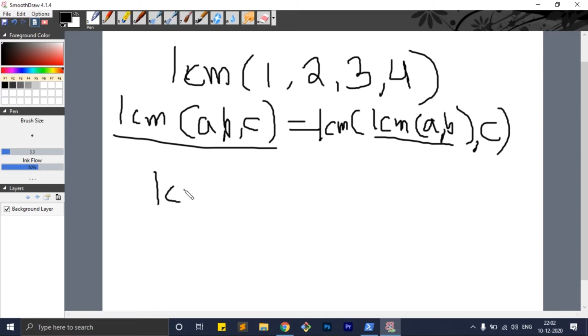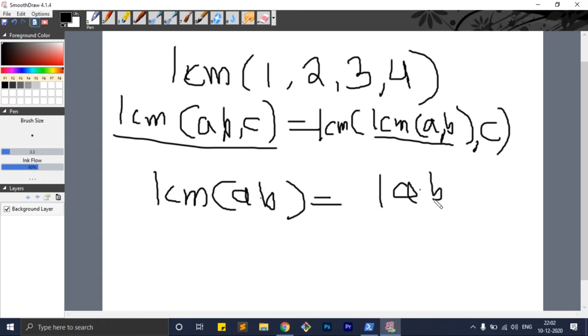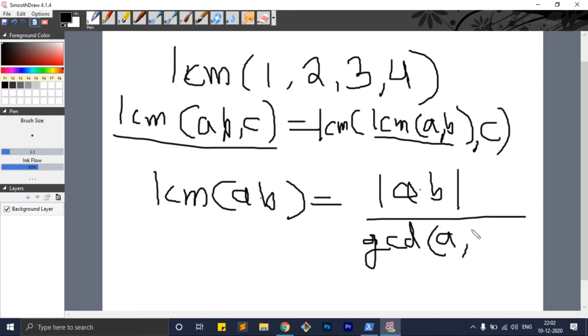The formula is like this: the LCM of two numbers A and B is actually the multiplication of both numbers divided by the GCD of both numbers. So now we don't have to worry about how we are going to calculate LCM. Now our main headache is how we are going to calculate GCD, and that's where we are going to use the Euclidean algorithm. Okay, my fan started making loud noises.